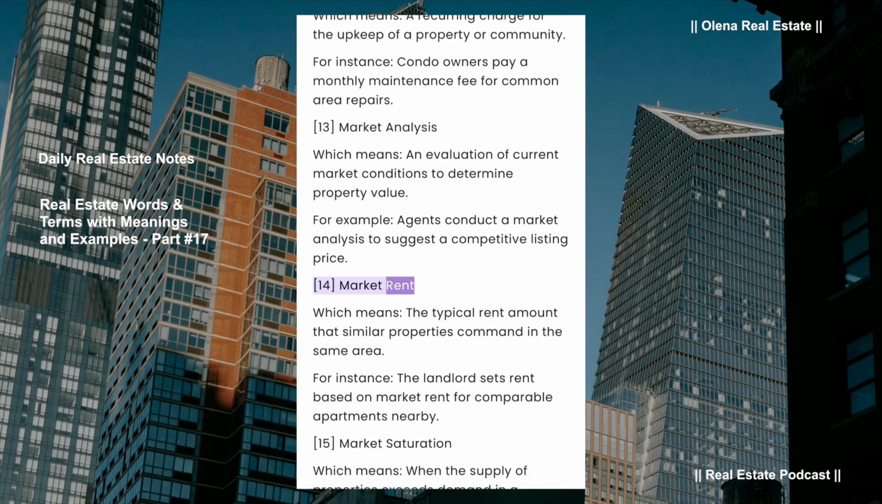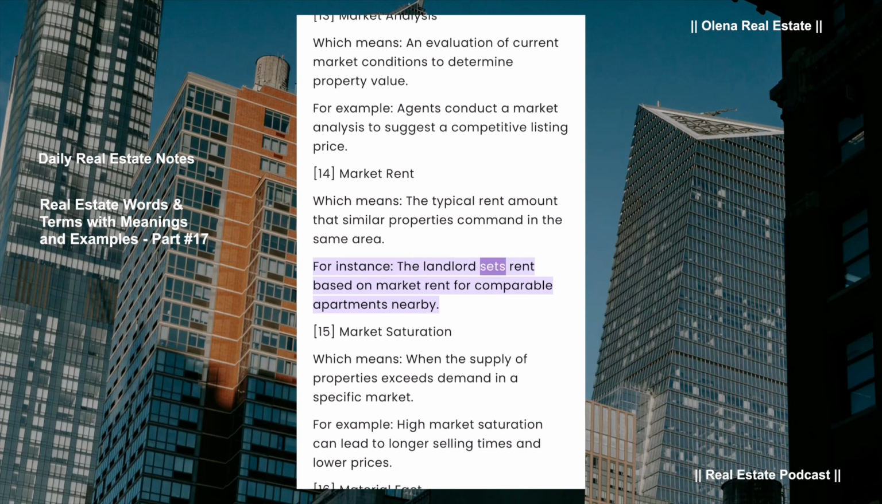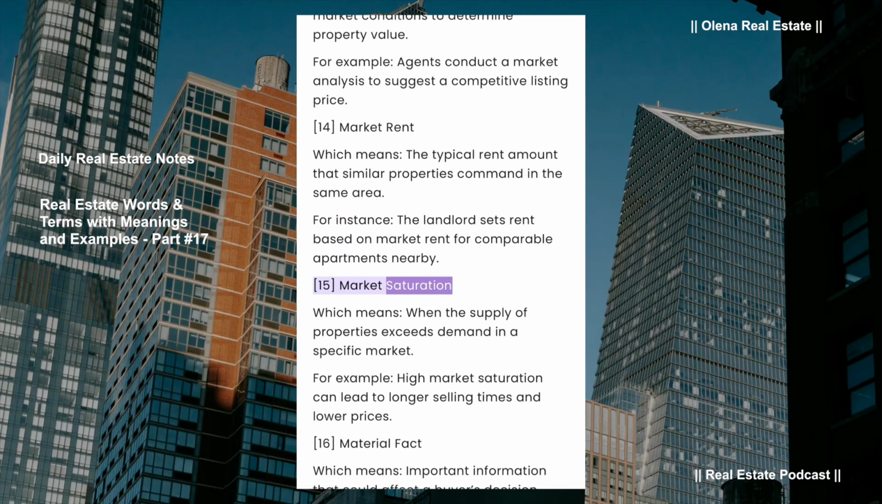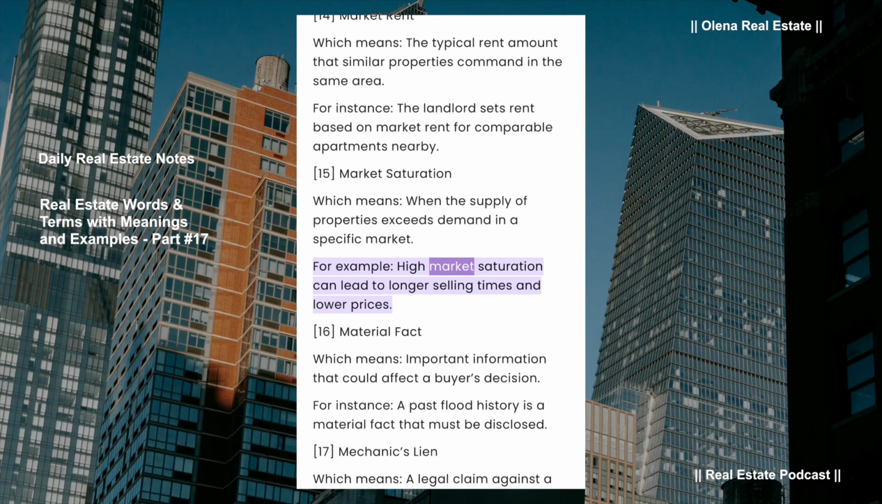Market rent, which means the typical rent amount that similar properties command in the same area. For instance, the landlord sets rent based on market rent for comparable apartments nearby. Market saturation, which means when the supply of properties exceeds demand in a specific market. For example, high market saturation can lead to longer selling times and lower prices.